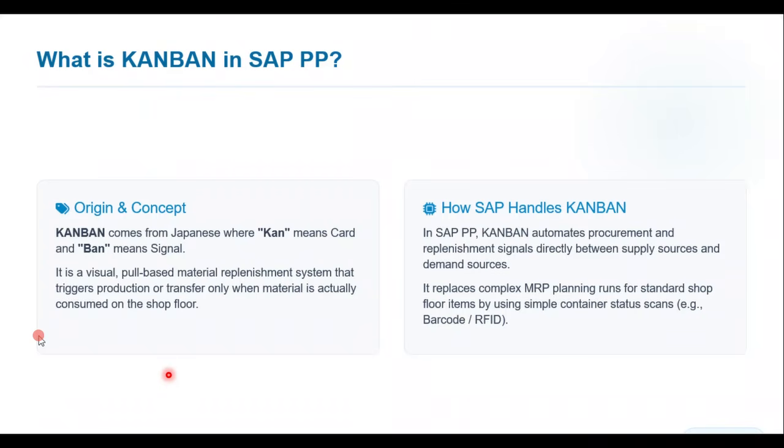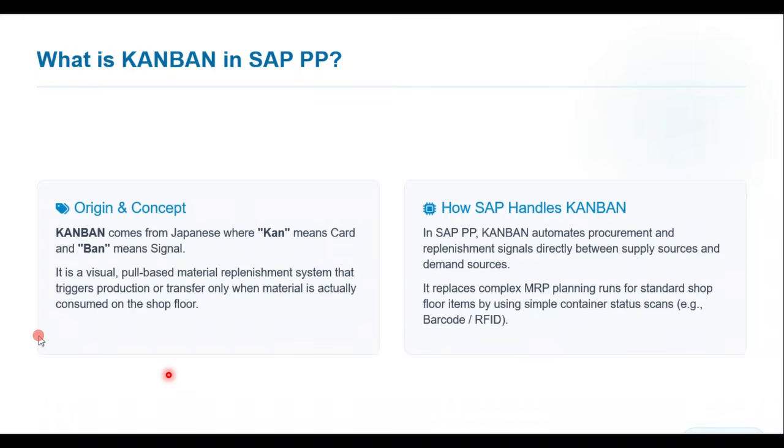So first we'll try to understand what is the concept of Kanban. Kanban basically originated from a Japanese word, kan and ban. Kan basically stands for card and ban basically stands for signaling. So this basically runs using an RFID scanned by the shop floor personnel whenever there is a need to manufacture a specific material or a semi-finished or maybe a product whenever there is a shortage.